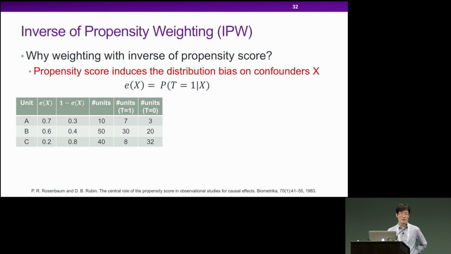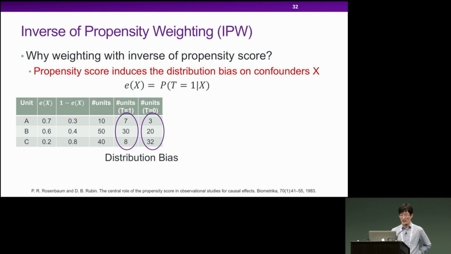And for type B, if the propensity score is 0.6 and you have 50 of them, then you will get 30 of them treated and 20 of them untreated. So in this sense, you will find that in the treated group and in the control group, there is some distribution difference, right? And the distribution difference is actually brought by the propensity score. So how can we correct that?